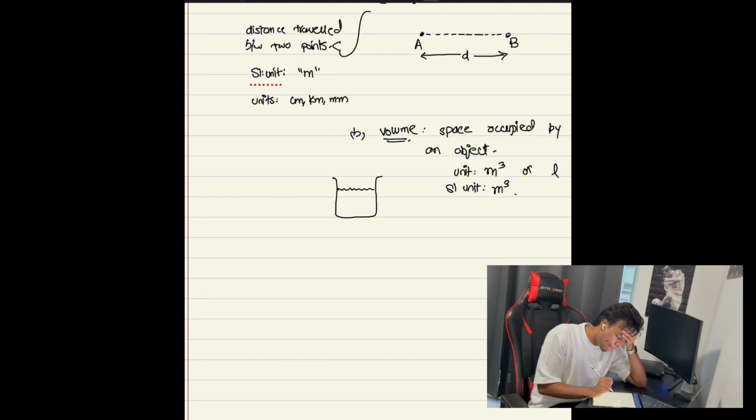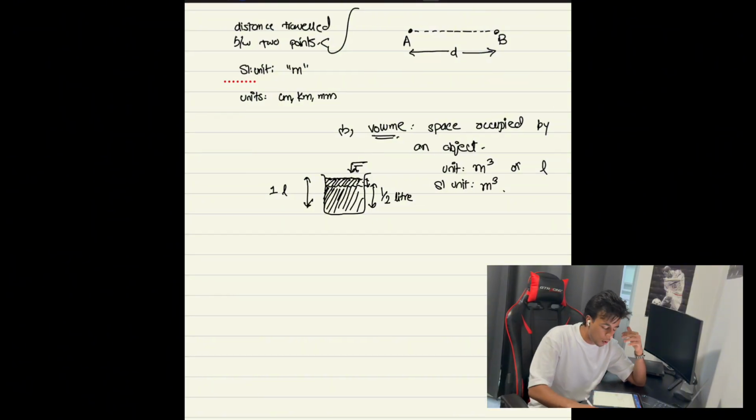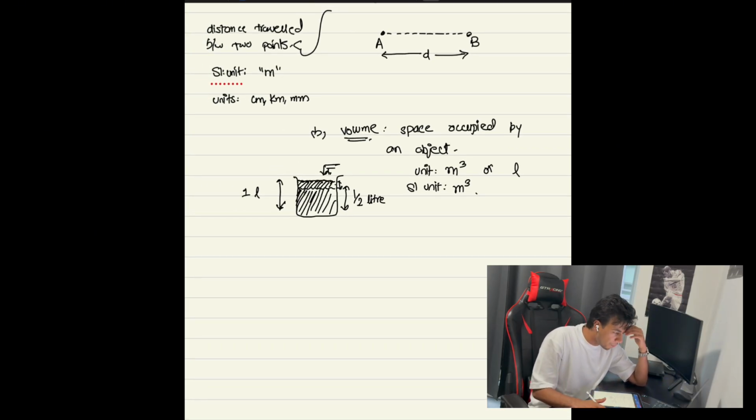Now, if I add some water into this container, let's suppose this is half full, so you could say it's half a liter, right? But then if I add more water into it, now you could say it's 1 liter, so it's full now. But if you see, the water is something that is occupying the space of this container, hence proving the definition that volume is the space occupied by an object, in this case water. So that's basically what volume really is.